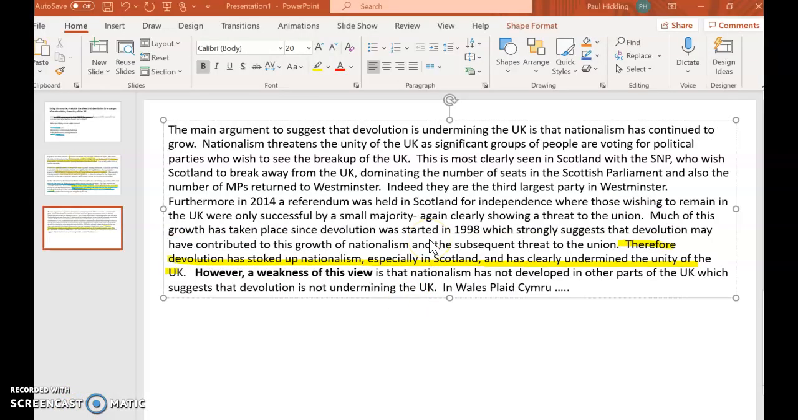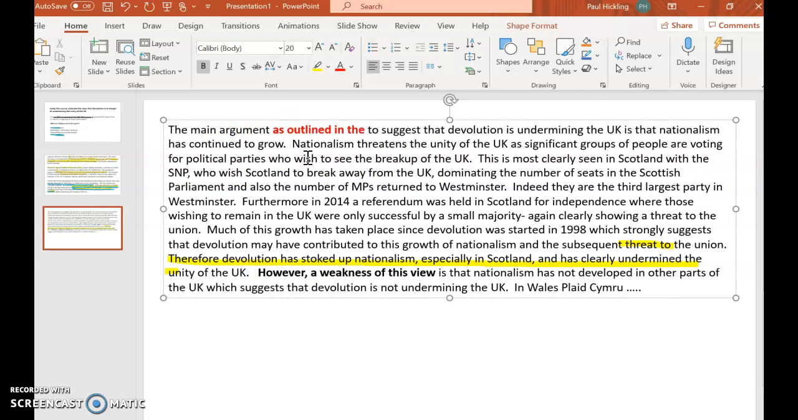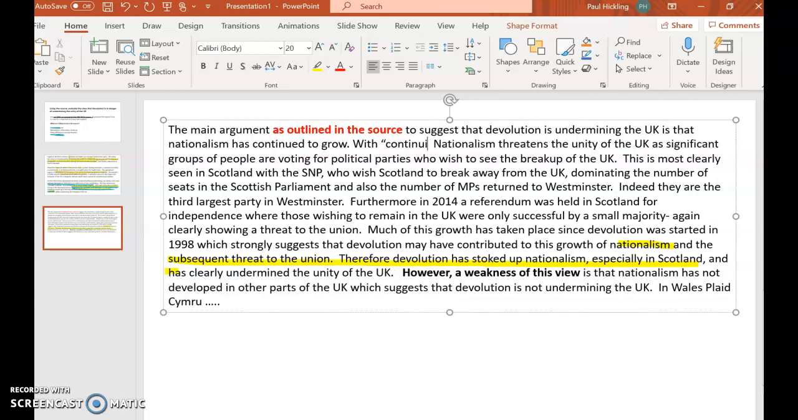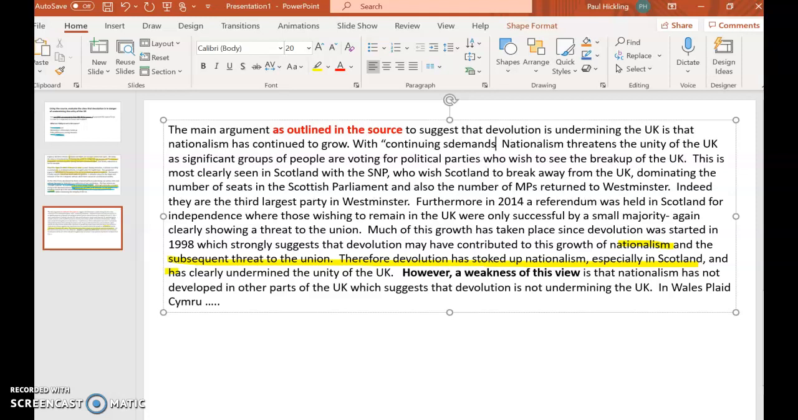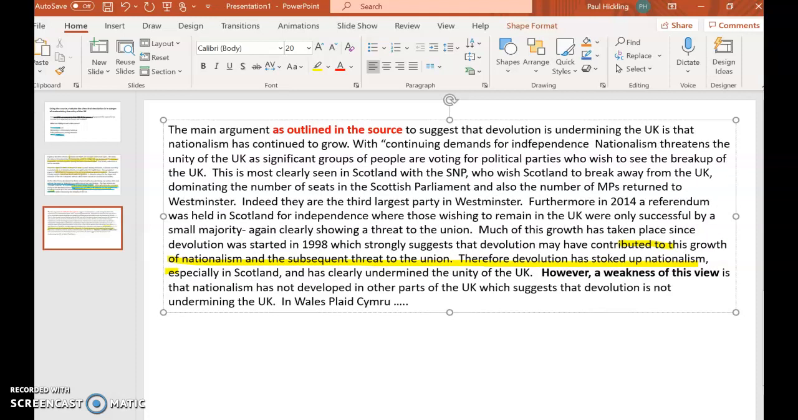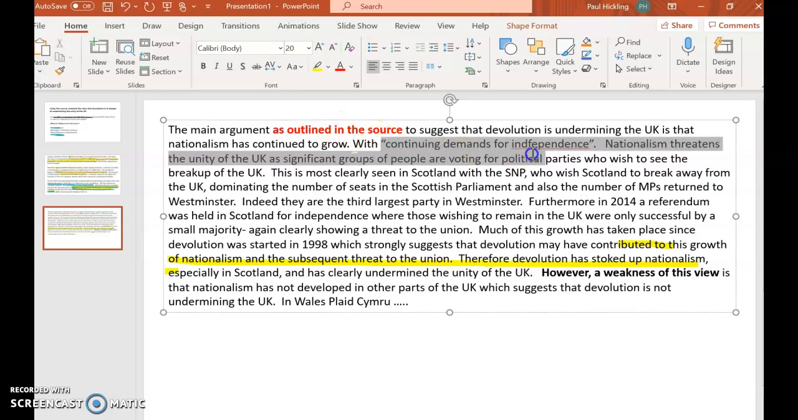So if I was writing this from the source, as a source question, this is how I'd do it. So the main argument, I would then mention the source, as outlined in the source, to suggest that devolution is undermining the UK is that, and I would probably have a little quote, is that nationalism has continued to grow, with, quote, continuing demands for independence, unquote. Let's just put that in red and bold so you can see it. So I've directly referenced the source here, haven't I? I've not described the source, I've just developed it.